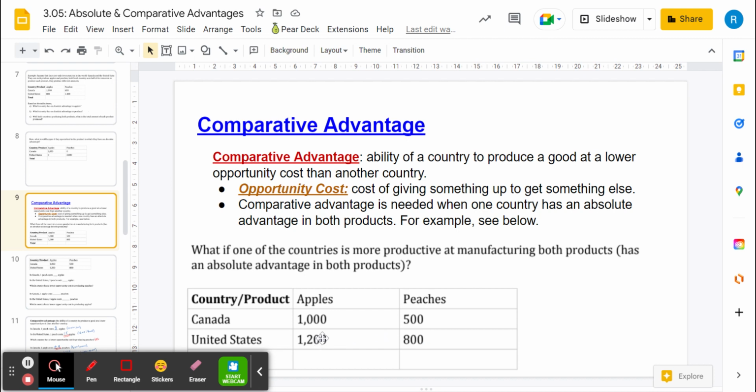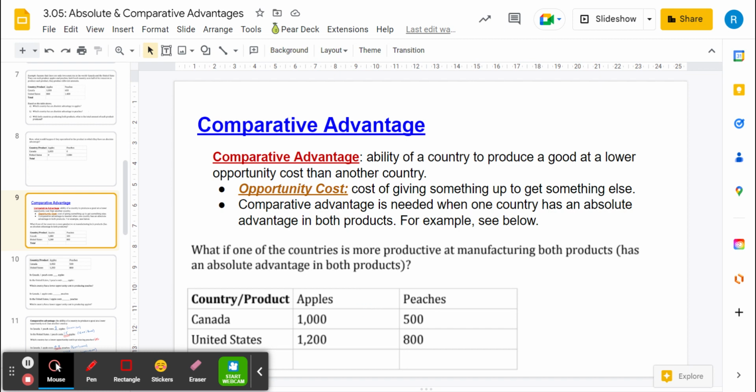Well, what do you notice here? You notice that now the US has an absolute advantage in apples and an absolute advantage in peaches. So, how do you know which one they should specialize in? You can't just say, well, Canada should specialize in neither and make nothing, and then the US, because again, you can't go more than 100% capacity. So how do you figure out which one each country should specialize in?